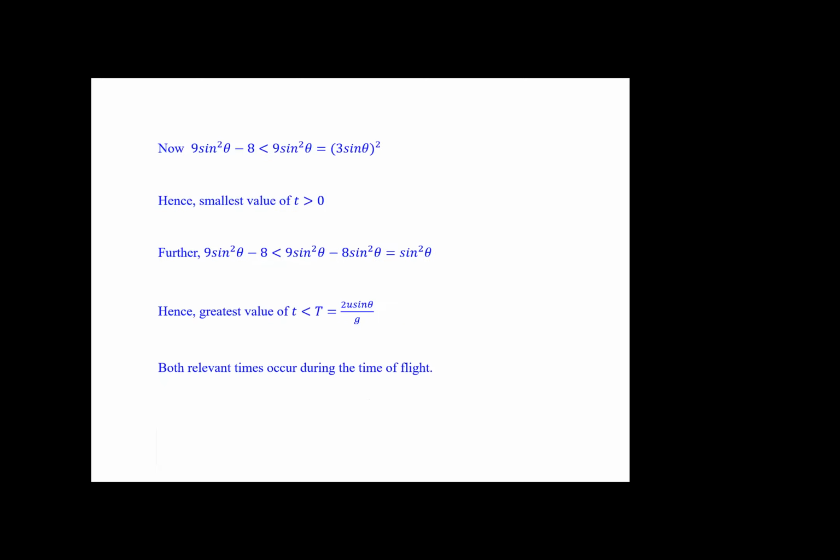That was only part of the question. The second part of the question did require students to justify that the times were within the time of flight. That required students to know the time of flight, and then some very detailed work needed to be shown to justify that there were 2 times and that they occurred during the time of flight. That meant the smallest value of time needed to be greater than 0, and the greatest value of time needed to be less than the time of flight.